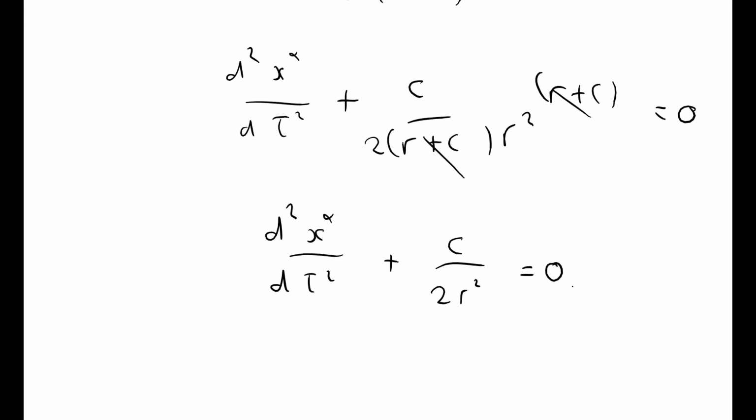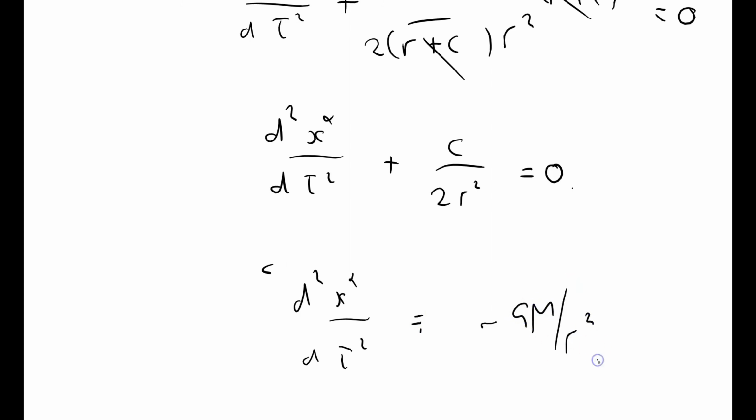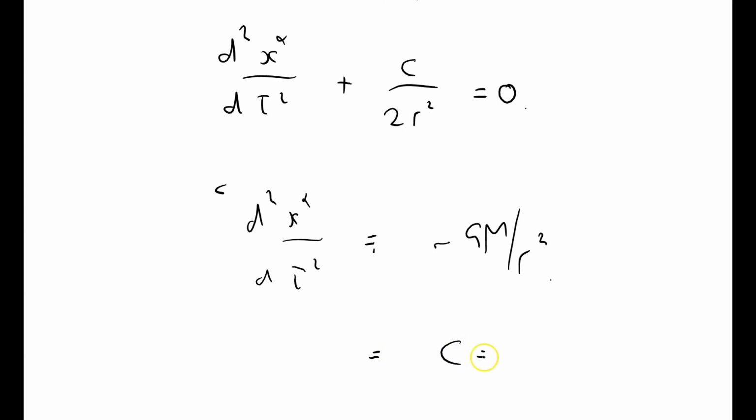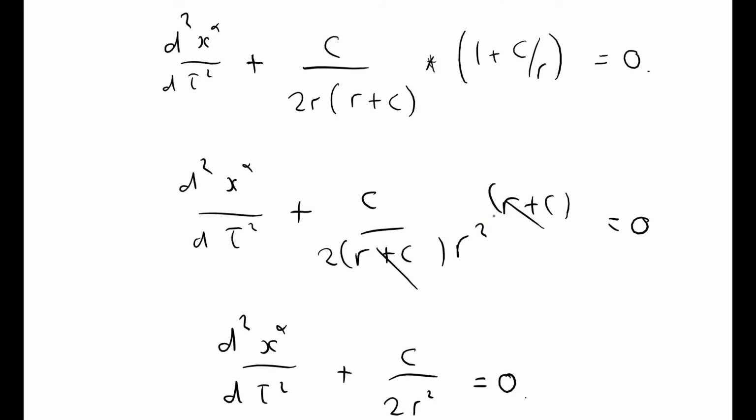And now I happen to know, from the inverse square law calculation, that c has got to equal minus 2gm, because that's the only way to match the acceleration. We know the Newtonian case: d2x alpha by d tau squared is equal to minus gm over r squared. And so that tells me directly that c equals minus 2gm. There we go. That's quite nice, isn't it? It took me a little bit of time to do that cancellation. I thought I was going to lose it there, but there you go.